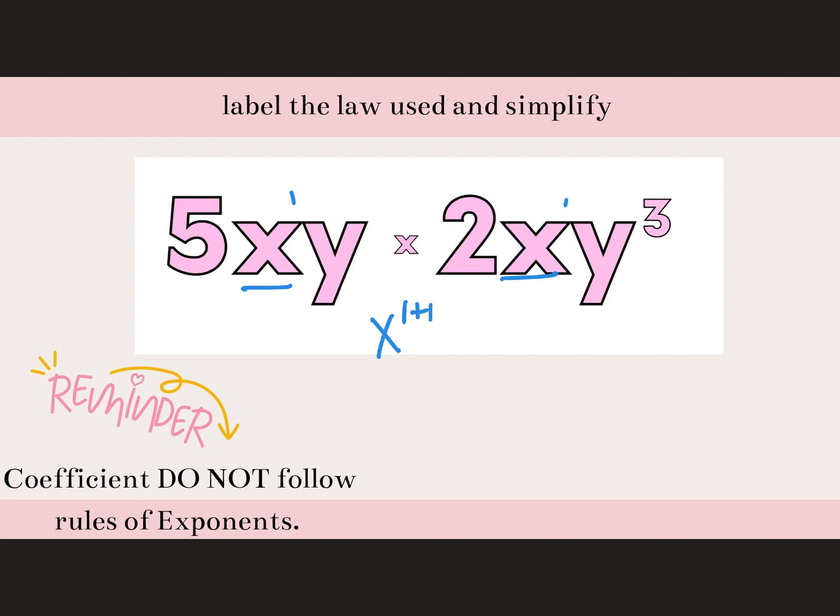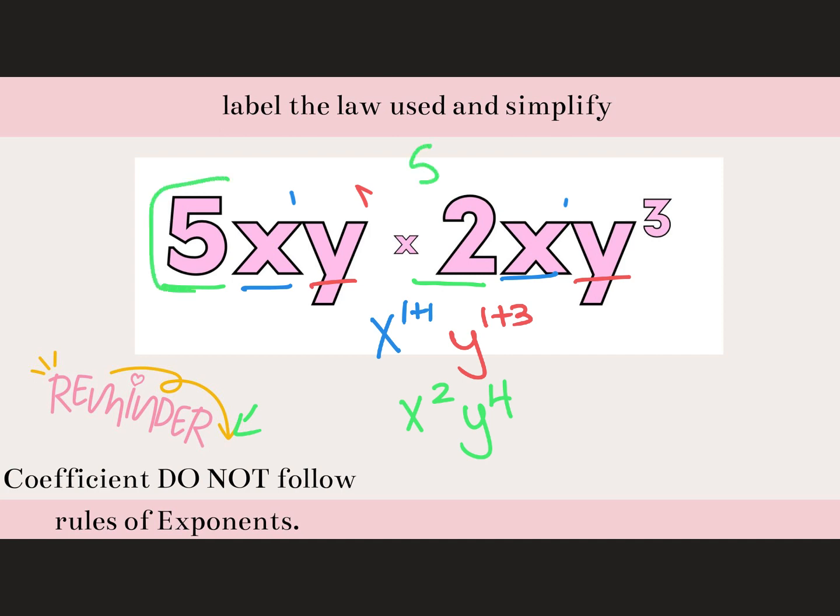Then I can do the same thing with my bases of y, 1 plus 3. So let me simplify my exponents first. I have x to the 2nd power, y to the 4th power. And as Jeter has reminded you over here, great reminder, Jeter, we now have to simplify our coefficients. Coefficients do not follow the same rules as exponents. What would you normally do with these coefficients? How would you normally solve 5 times 2?